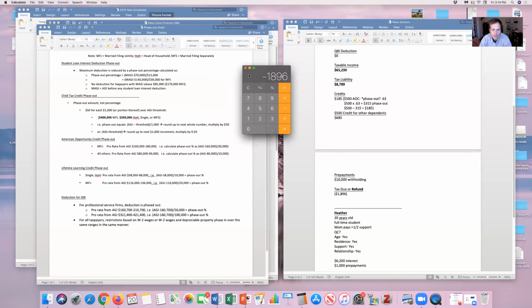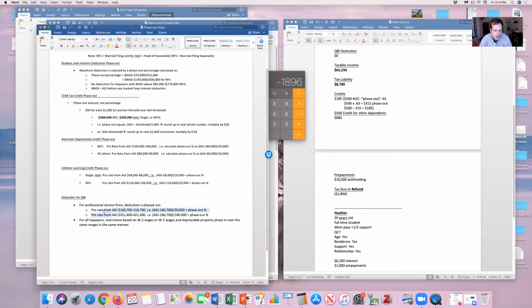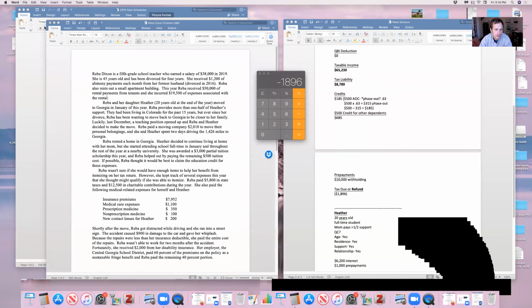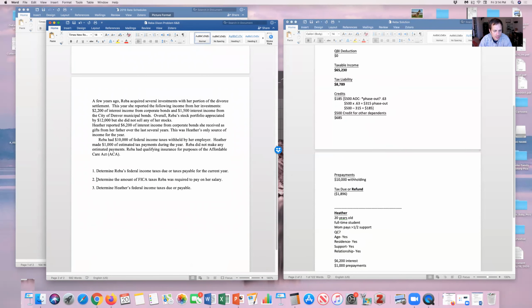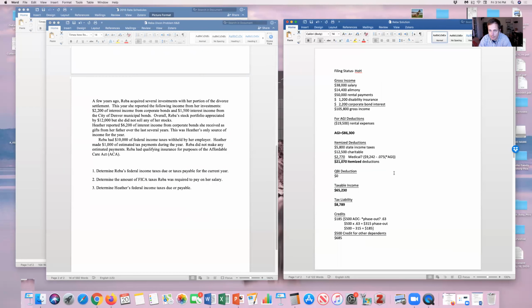I think that's all I wanted to say about that. So if we go back to the problem, part 2 asks, determine the amount of FICA taxes Reba was required to pay on her salary. Obviously this is going to be withheld for her and paid on her behalf by her employer. These are called payroll taxes or employment taxes. They are just on employment, so the alimony, rental, disability, and interest are not subject to FICA taxes, just her salary, or wages from a job.